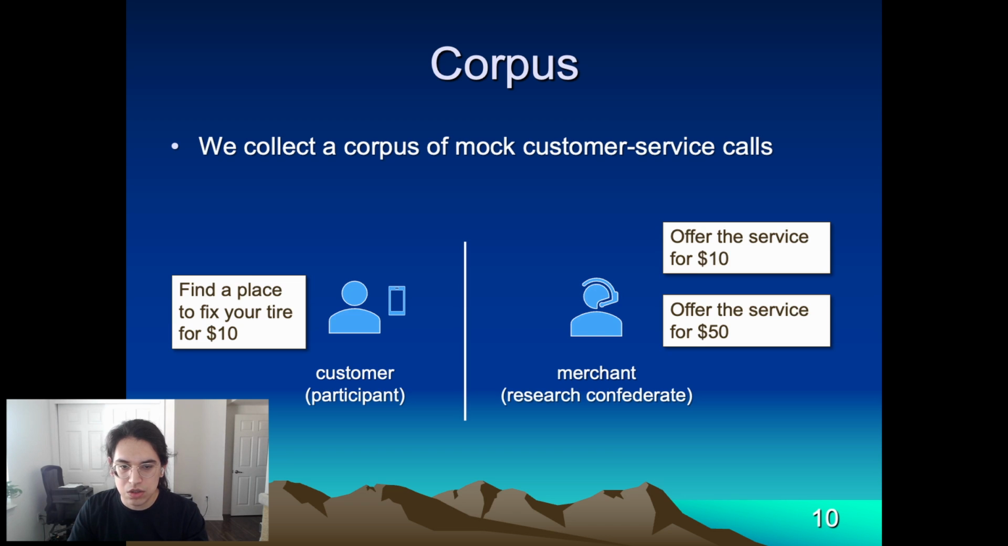For two conditions, only half of the calls were set up to satisfy the customer's need. In this example, the customer is given instructions to find a place to fix their tire for $10. The merchant will sometimes offer the service for $10, and other times they will offer the service for $50. They don't give the customer what they need or want, basically. We had a team from the lab and other parts of the university. We ran these studies for a couple of months, and we collected 191 calls in total.